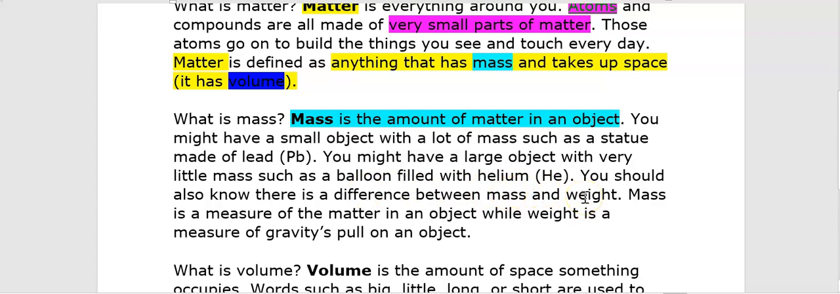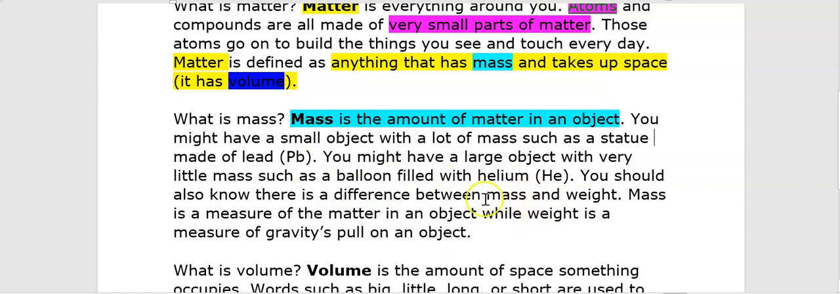All right, so mass has to do with how tightly packed something is. You might have a feather that is extremely light. You could have the same sized feather made out of lead or gold, and when you tried to pick that up, it would feel extremely massive. There's more mass in it.